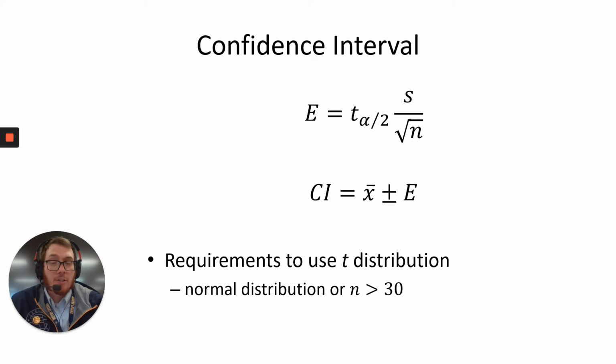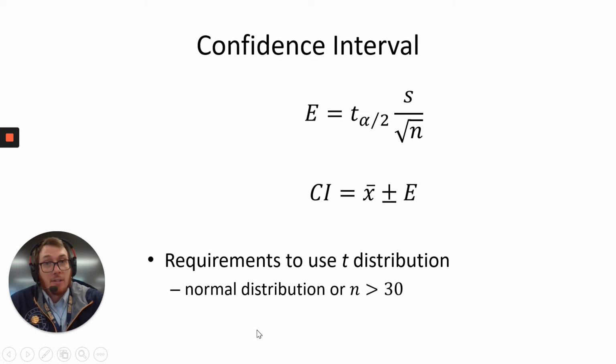Okay, the confidence interval, this should look similar to what we did before. So before it was always the z-score times the standard deviation divided by root n. Well, now it's the t score essentially, or the critical value from the t table, times s, which is the standard deviation of the sample divided by root n. And then the confidence interval is found the exact same way. The sample mean plus or minus the margin of error.